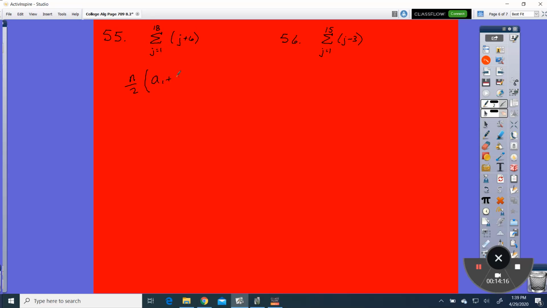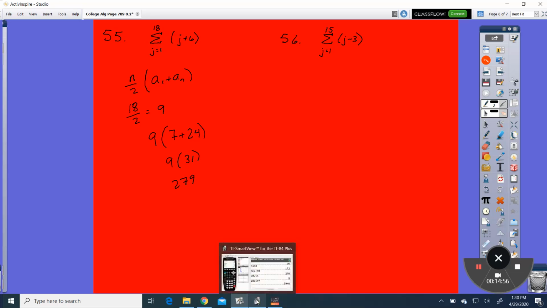So I can use this formula. There's an 18 because I start at 1, so 18 minus 1 is 17, but that's how many there are to get from 1 to 18. I have to go up 17 more. So then I have to include the 1 which makes the 18 terms. So that makes 9. So what I have is 9 times the first term. The first term is when I plug 1 in, and the last term is when I plug 18 in. So 18 plus 6 is 24. So 9 times 7 plus 24 is 279.